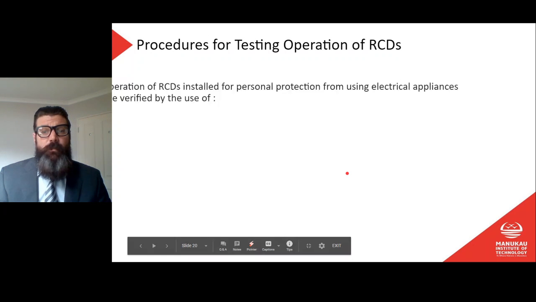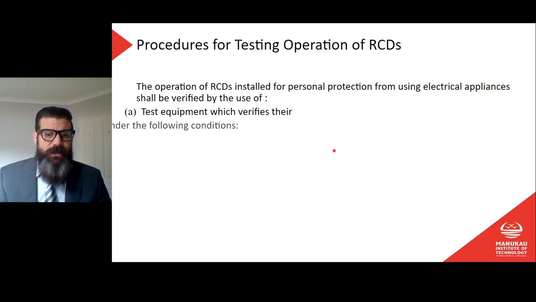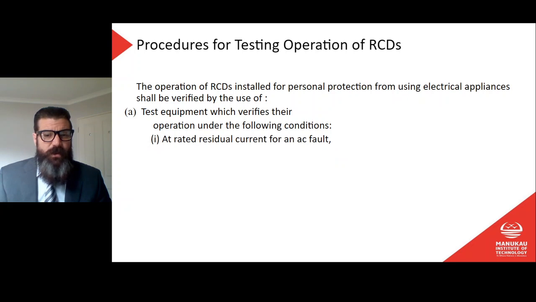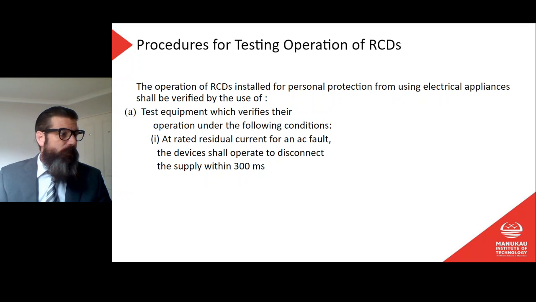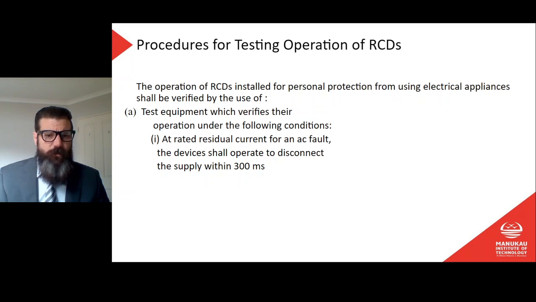Procedures for testing the operation of an RCD. The operation of an RCD installed for personal protection from using electrical appliances shall be verified by the use of test equipment which verifies the operation under the following conditions. At rated residual current for an AC fault, the device shall operate to disconnect within 300 milliseconds.